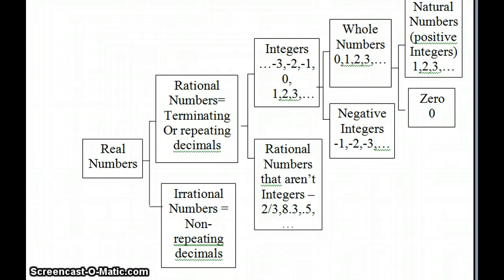The other things that you see out to the right are the whole numbers and the negative integers, which are below the integers, and the whole numbers are broken down into natural numbers and positive integers. We'll take that up on the next page in the next video recording.